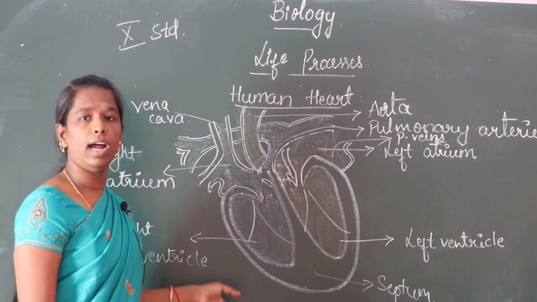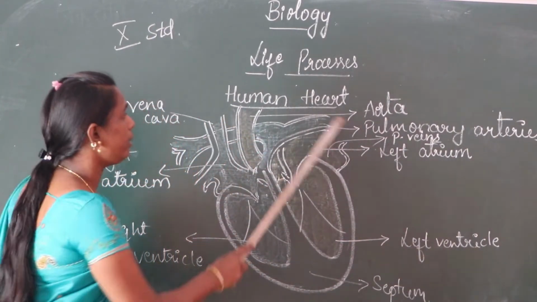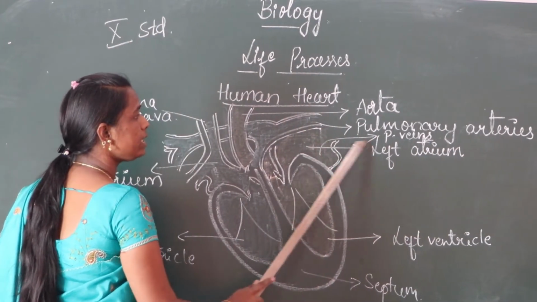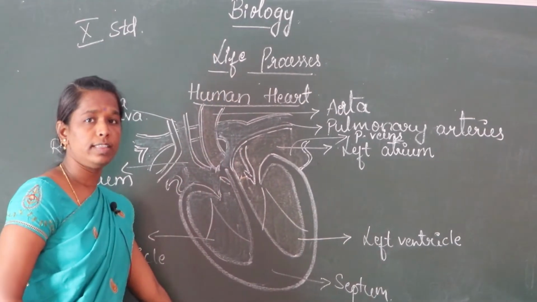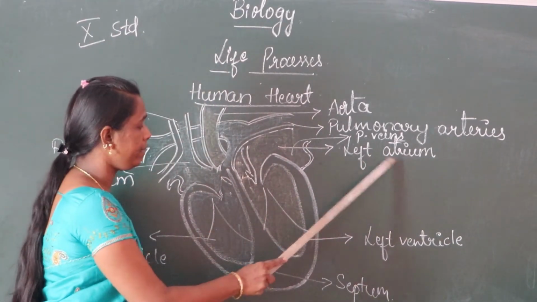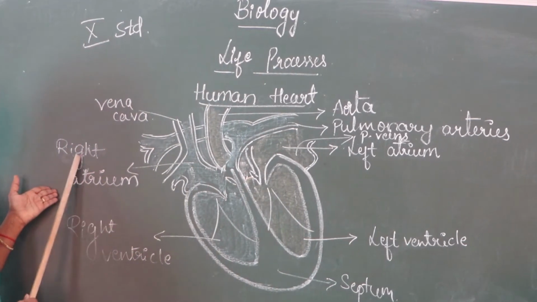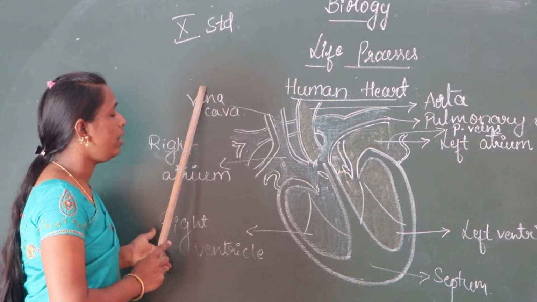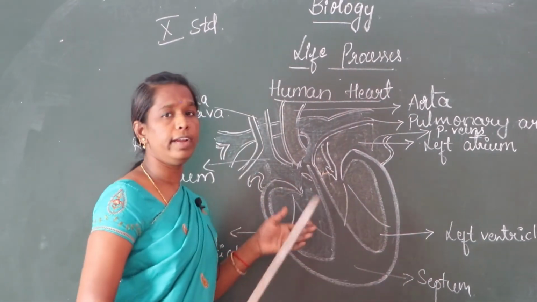This is a human heart. The parts of the human heart: first one is the aorta, the pulmonary arteries. This one is the pulmonary veins. The left portion of the heart is called the left atrium and left ventricle. Here are the right atrium, right ventricle, vena cava, and this is the septum. It is also known as the dividing wall.